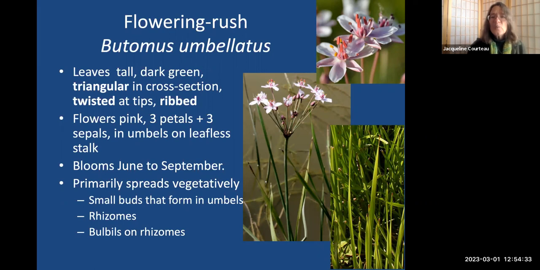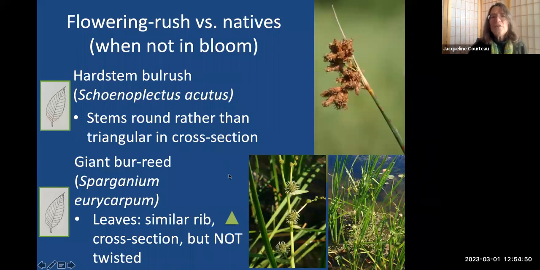That umbel is what can trip you up when this is not in bloom. And also, if you see the leaves without any flowering stems, the vegetative characters can be confusing. So let's look at a few things that you might see. Compared to our native hardstem bulrush, the stems of bulrush are round in cross-section, whereas if you cut through a flowering rush, it would be triangular.